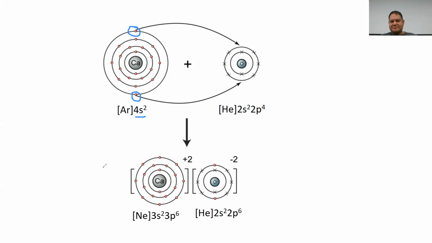Now calcium will have a full valence shell. The 3s is now full, and the 3p is full. So the whole third shell is full for calcium now. It has 8 electrons in there. And oxygen will have 8 electrons in its valence shell now by picking up those 2 electrons, right? So everything looks good. Sorry, the lights went out. Everything's looking good for calcium and oxygen.